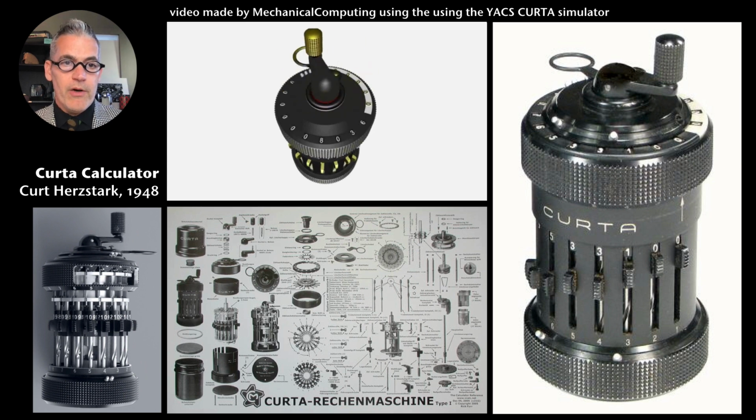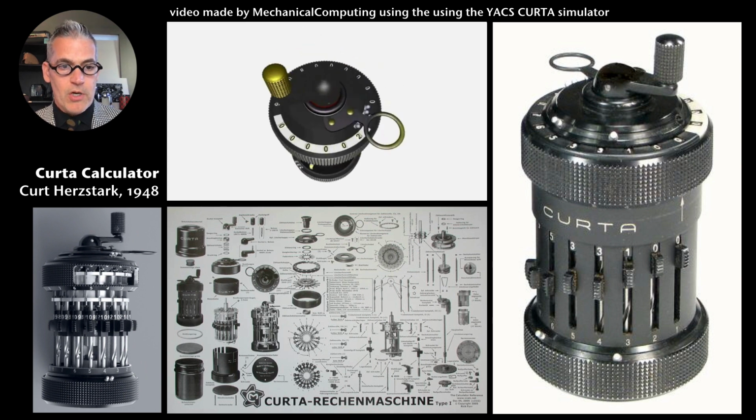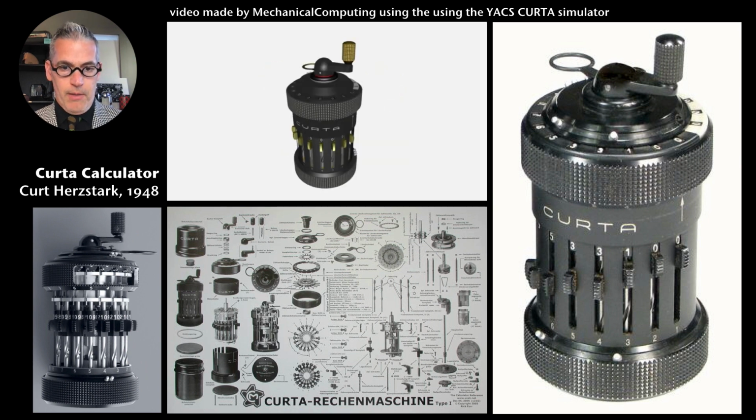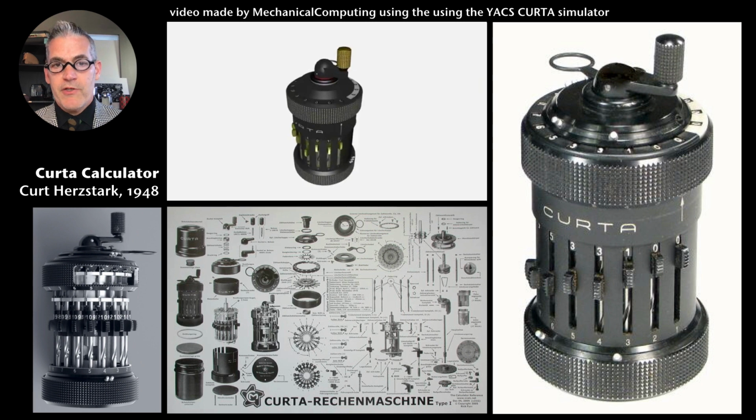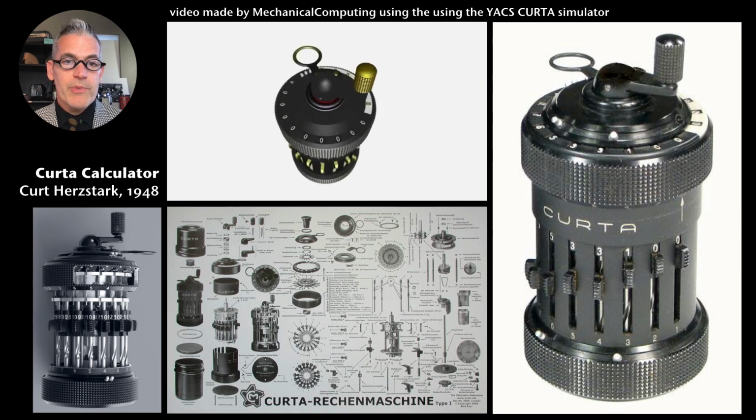The Curta Calculator was designed by and is named after Kurt Herstark. His father owned a mechanical calculator manufacturing company, so he grew up understanding how mechanisms could be used to keep track of numbers. This calculator is remarkable for many reasons, but chief among them for me is that it was conceived in 1937 while Herstark was imprisoned at Buchenwald concentration camp.